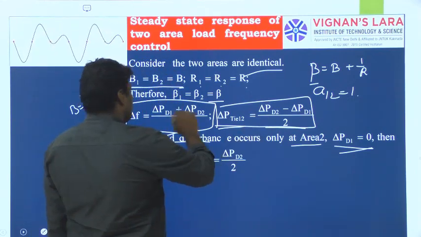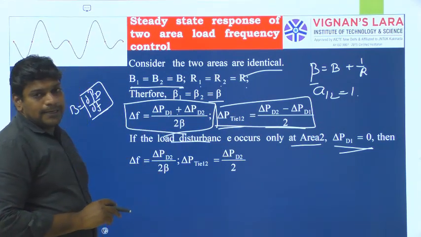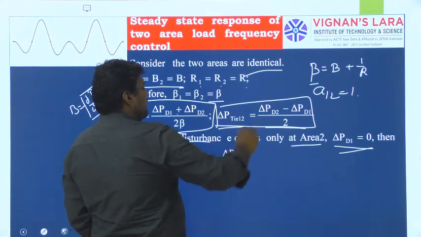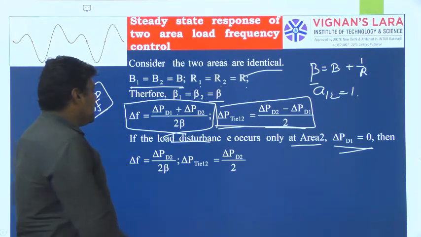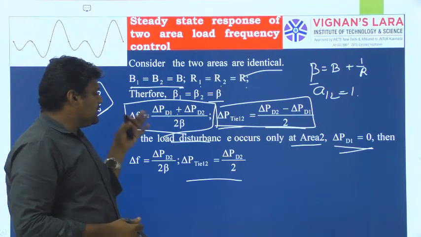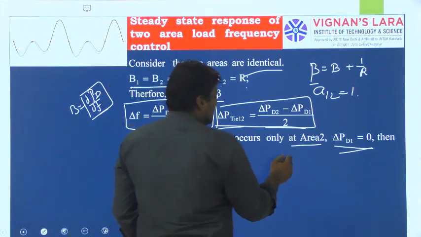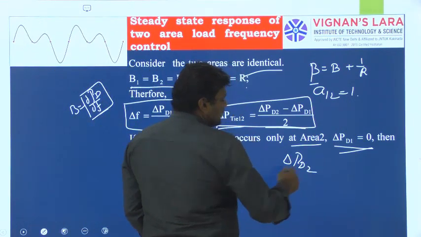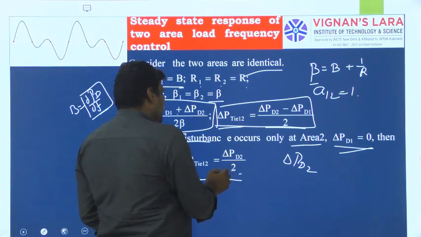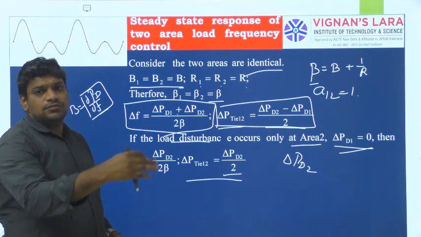When you substitute this here, delta PD1 is 0. So delta F is equal to delta PD2 by 2 beta. Okay. Next, delta Ptie12 is equal to delta PD2 by 2. Okay. So from this you can conclude that when the disturbance occurs in area 2 of magnitude delta PD2, okay, delta PD2 is the magnitude of change that occurs in area 2, half of the amount, delta PD2 by 2, will be transferred from area 1 to area 2.